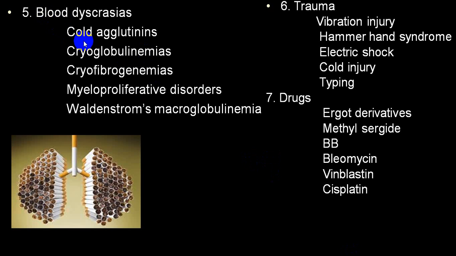As far as blood is concerned, elevated level of cold agglutinins, cryoglobulins, cryofibrinogenemia, myeloproliferative disorders, macroglobulinemia. In traumatic injury, we call vibration injury, hammer hand syndrome, electric shock, cold injury, when a person is exposed to extreme cold, typing, drugs like ergot derivatives, methysergide, beta blockers, bleomycin, vinblastine, cisplatin, etc.